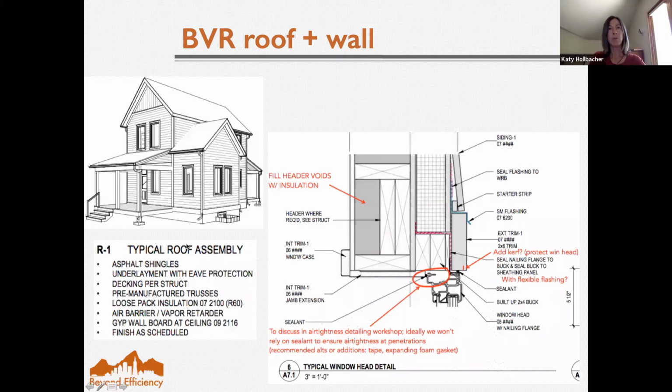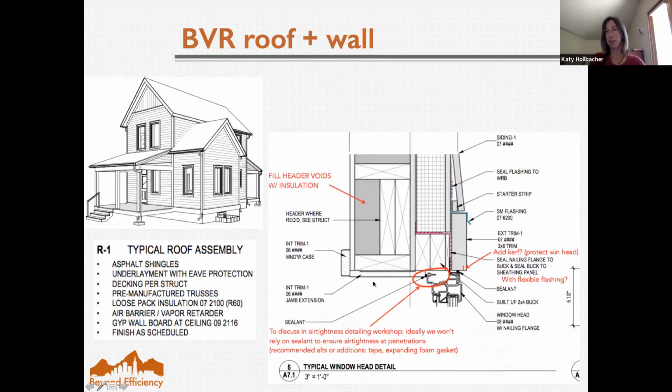And one challenge with this is that the air barrier will be at the ceiling plane, and we don't have that nice rigid sheathing to designate as the air barrier. So this will be one of the challenges in terms of the construction phase, to make sure that that is installed in a very airtight way. But this is what we landed on for the roof assembly.